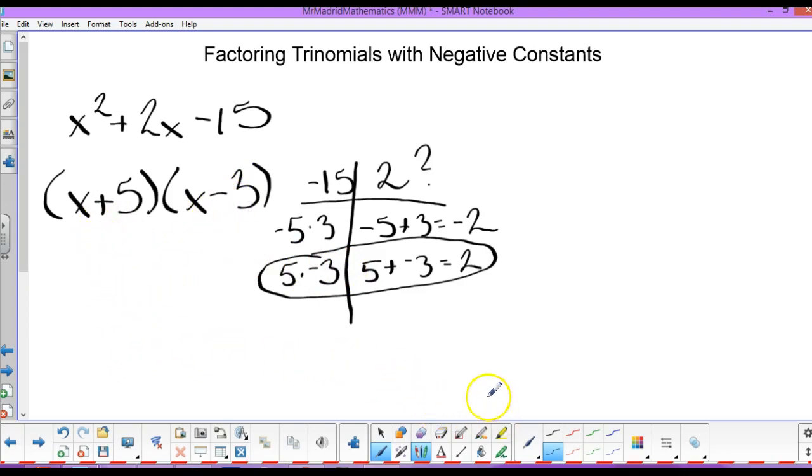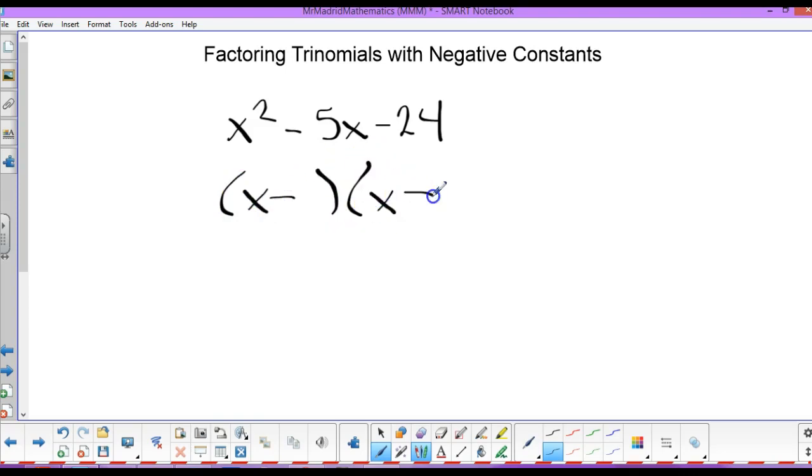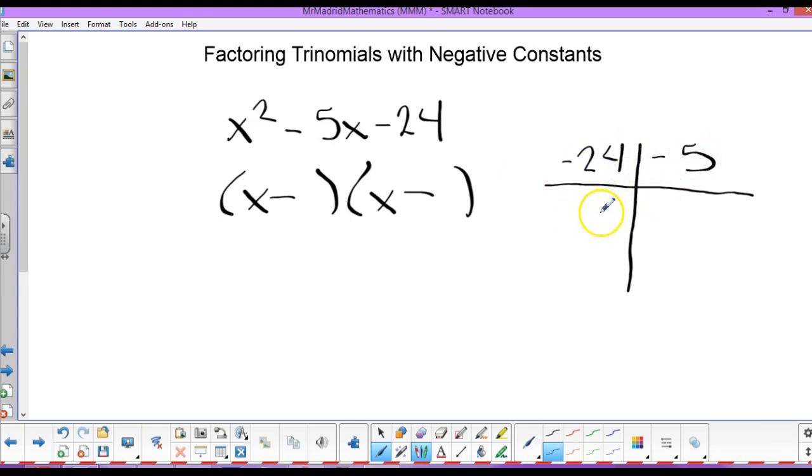Alright, let's go ahead and look at another example here: x squared minus 5x minus 24. In this case, I'm going to do the same thing. There's the skeleton, x minus, x minus. I must fill in the blanks. Although some of us can do the mental math, we want to once again use this table so we can help one another in class. So here goes the negative 24, here goes the negative 5, and let's begin.